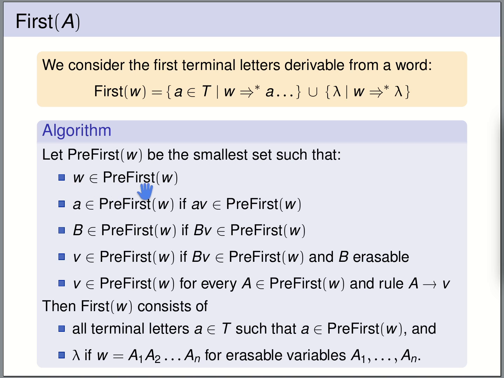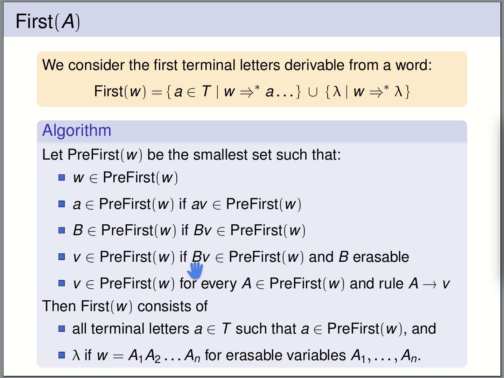W is always in the set pre-first of W, and if we have a word AV in pre-first of W, and A is a terminal letter, then also A is in pre-first of W. If we have a word BV in pre-first of W, B here is a variable, then also B is in pre-first of W. So the first letter of any word in pre-first of W is also in pre-first of W.